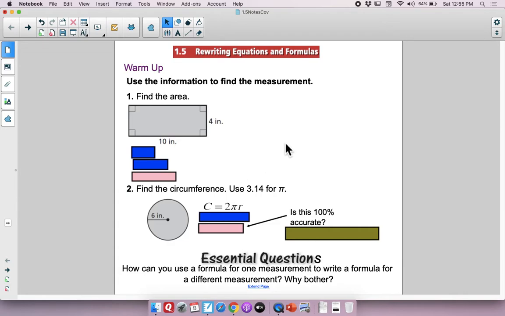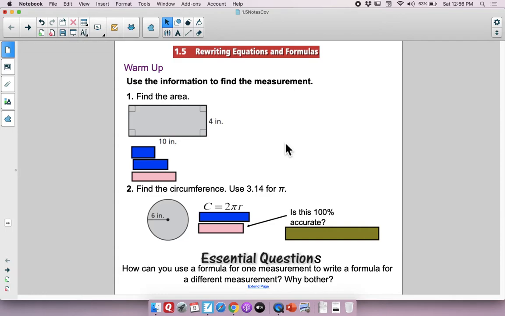Okay, here we go with 1.5, our last section in chapter 1. So we're going to be rewriting equations and formulas. And you might be thinking, well, why would we do that? Depending on the information you have, it might be easier to have the formula where you have one variable in the formula isolated. Well, let's go ahead and start with these warm-ups.